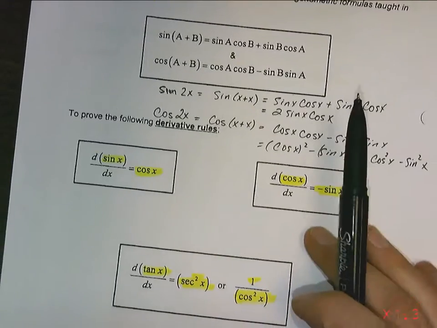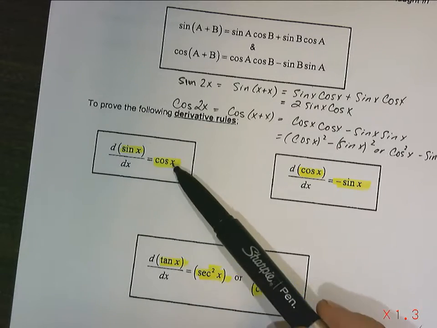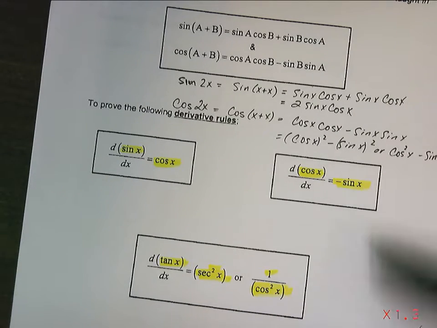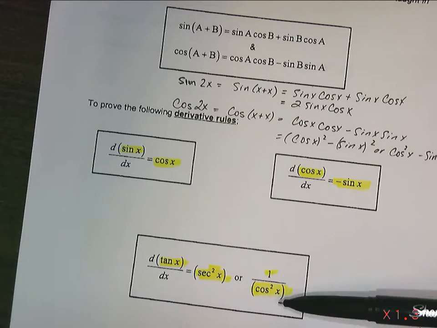The purpose of today's lesson is to start working with derivatives, so we're going to take a look at the derivative of sine x. I'm going to tell you that the derivative of sine x is cos x, the derivative of cos x is negative sine x, and the derivative of tan x is sec squared x, or 1 over cos squared x.